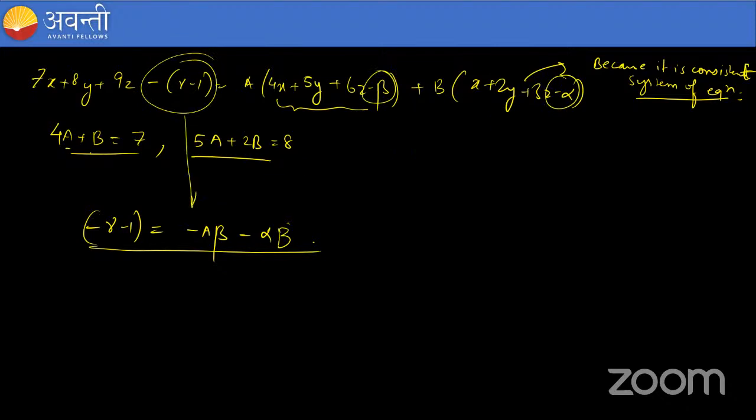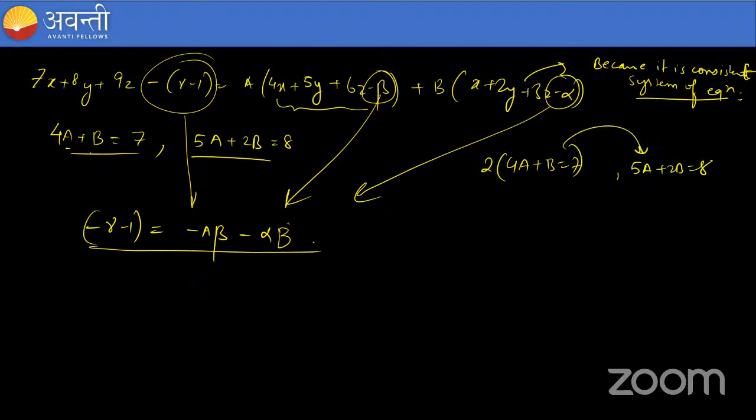Okay, so here these are the constants compared. Now on solving the equations, you get a value as 2. Let us solve 4a plus b equals 7 and 5a plus 2b equals 8. So multiply this by 2 and subtract this. So you will get 8a minus 5a, 3a, equals 14 minus 8, 6. So a value will be 2.